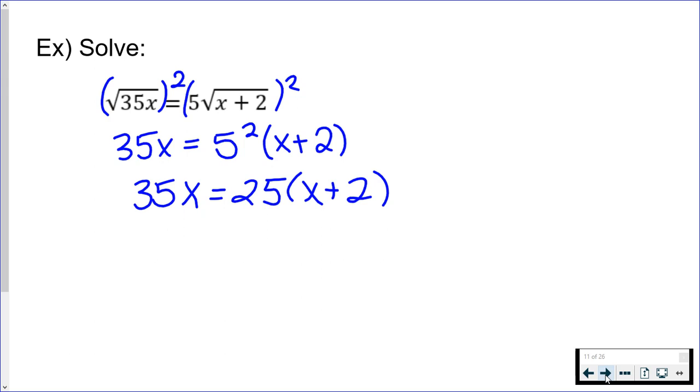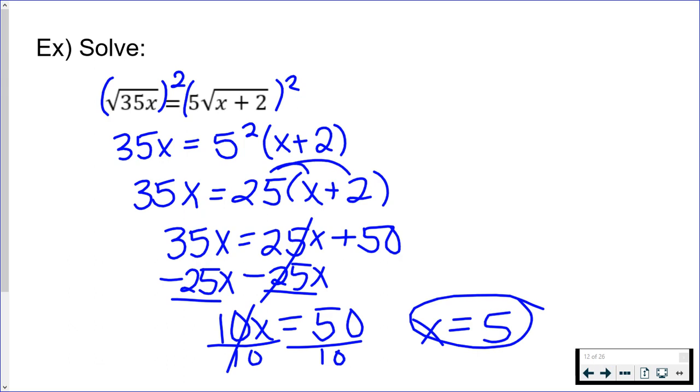And I trust that you know how to solve for x. So if you want to pause the video and do that, go ahead. The first thing you would do is distribute the 25, or that's the first thing that I would do. And then you can solve for x from there. So you should get x equals 5.